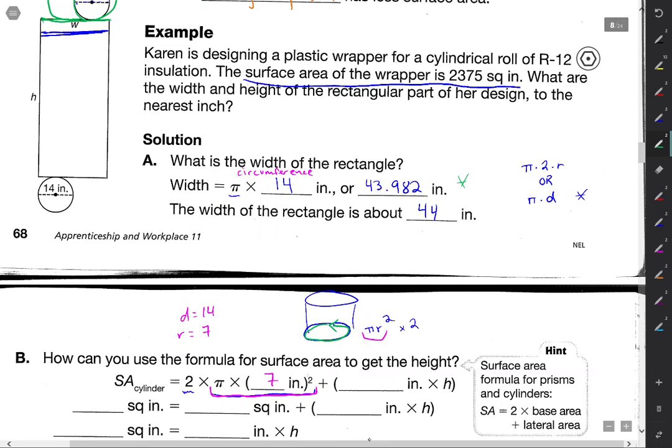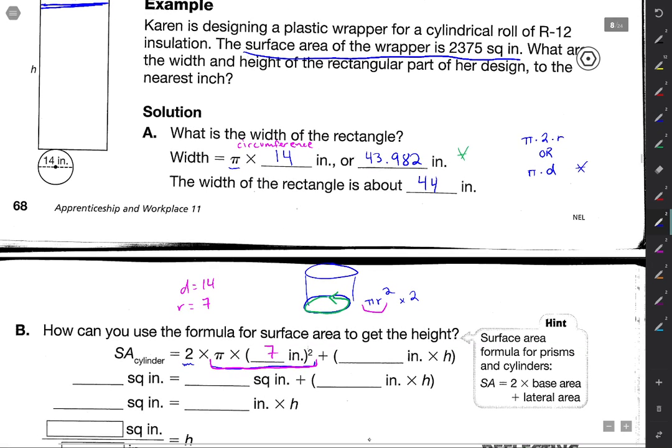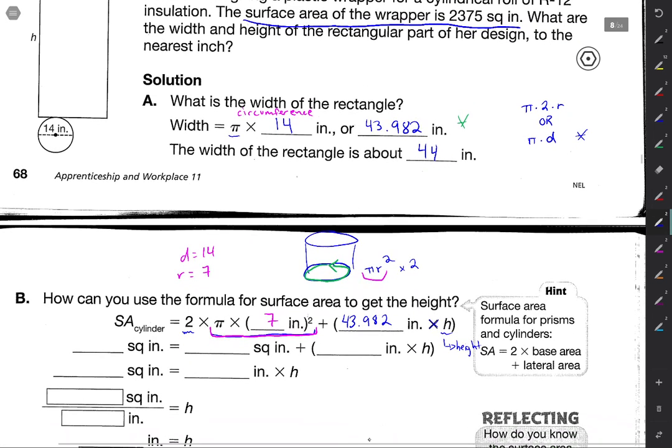We'll use this decimal one. We'll use 43.982 inches, and we need to times that by the height of the entire object in order to get the lateral area. H means height over here. However, we don't have the height. They never gave that to us. So we need to figure out a way to isolate this H all by itself so we can get the height. So let's keep going down here.